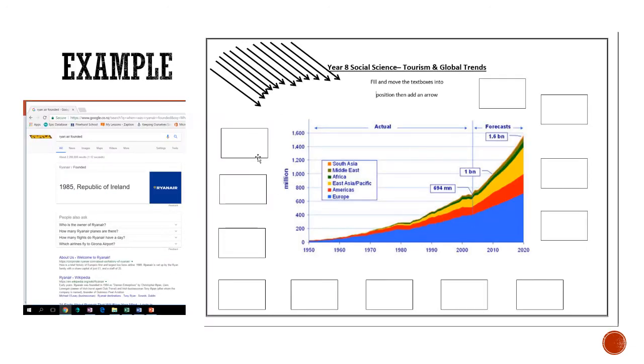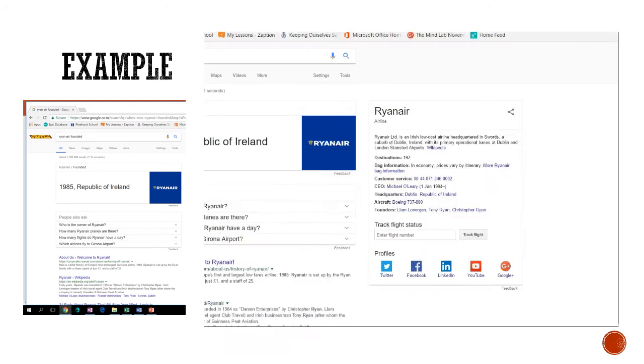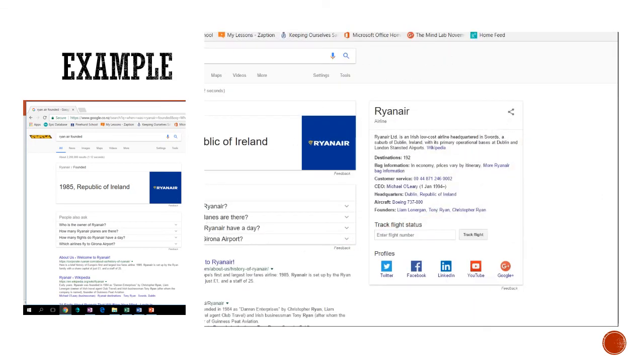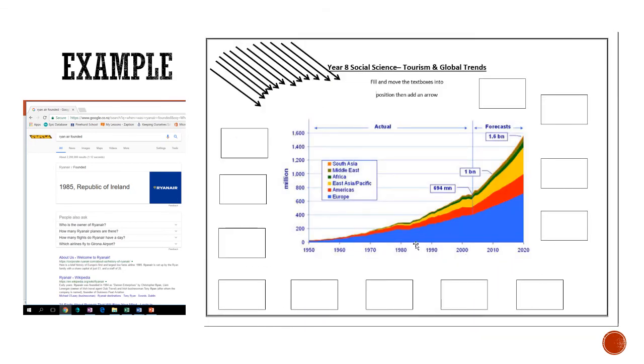Okay, so we found out that Ryanair was founded in 1985 in the Republic of Ireland. So we would come down to our bar graph down here and we'd find, what did we say, 1985, halfway in between 1980 and 1990. That's where we're going to move one of our arrows to. So bring it over here. Well, put it there, spin it around.